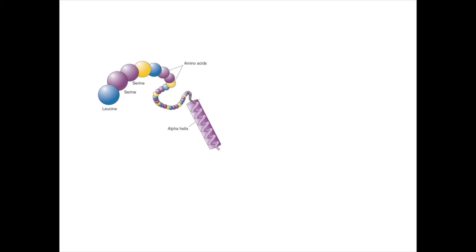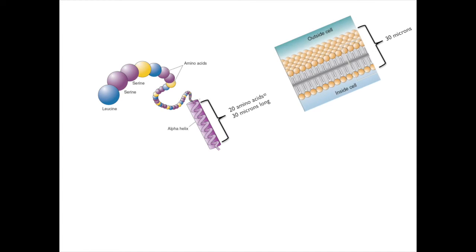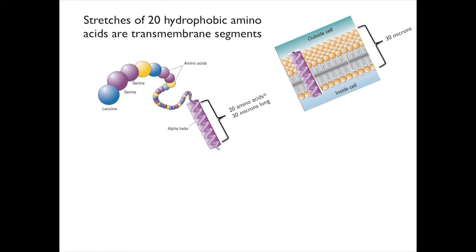As the protein molecule is being synthesized, the polypeptide chain can coil into a spiral-like configuration called an alpha helix. And I want to make a point about this. The point is that a group of 20 contiguous amino acids comprises a length of about 30 angstroms along the helix, which is the thickness of a cell's membrane. It therefore follows that a group of about 20 contiguous hydrophobic amino acids are transmembrane segments of the protein.